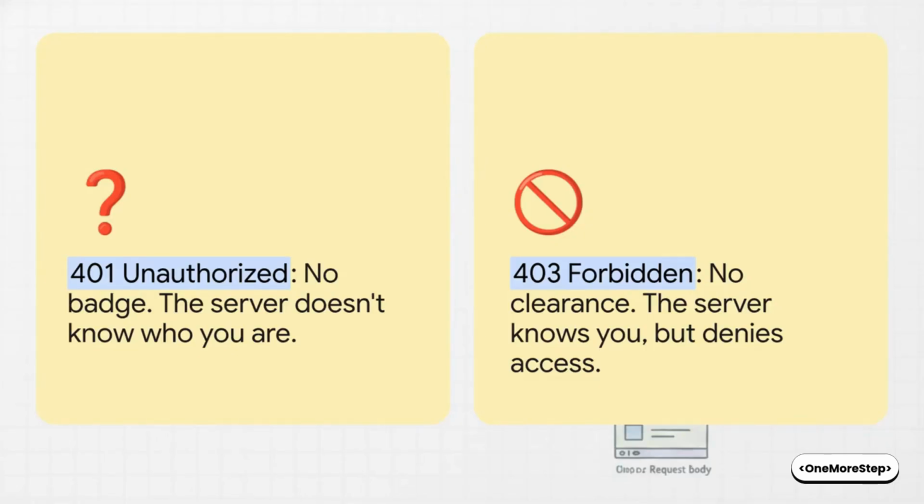Understanding the difference between two very common 400-level errors is a real game changer. Let's use a security guard analogy. A 401 unauthorized is like walking up to a building and you have no badge. The server does not know who you are. You lack authentication. A 403 forbidden is when you have a badge but no clearance. The server knows exactly who you are, but you lack the specific authorization or permission to perform that action.